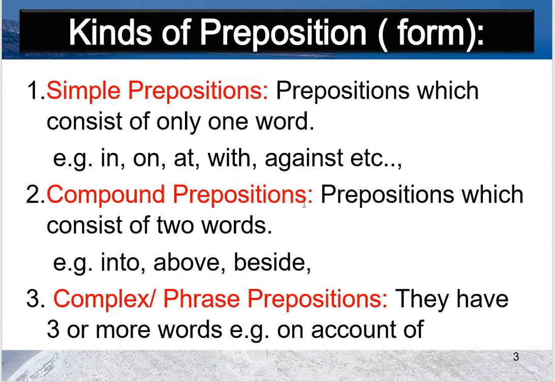Compound preposition. This is the second type. Compound, which is the combination of two words. Prepositions which consist of two words, for example, into, above, beside. Complex or phrase prepositions have three or more words, for example, on account of. It has three words.